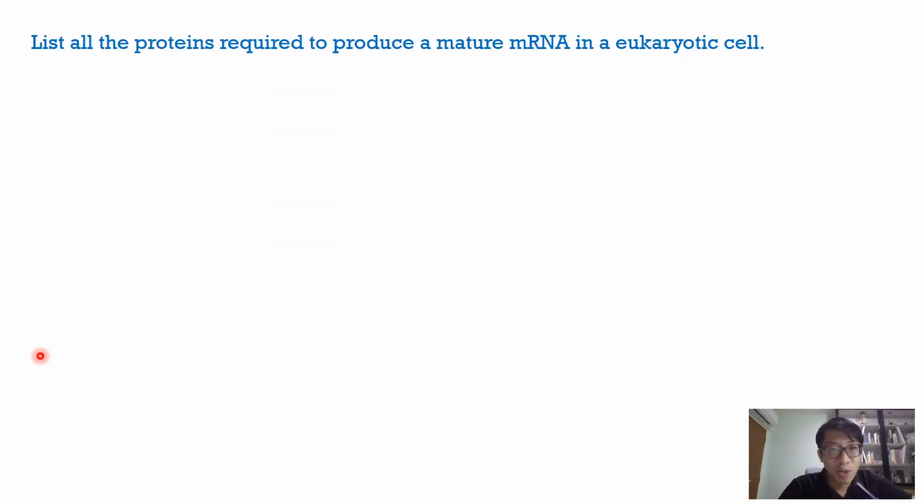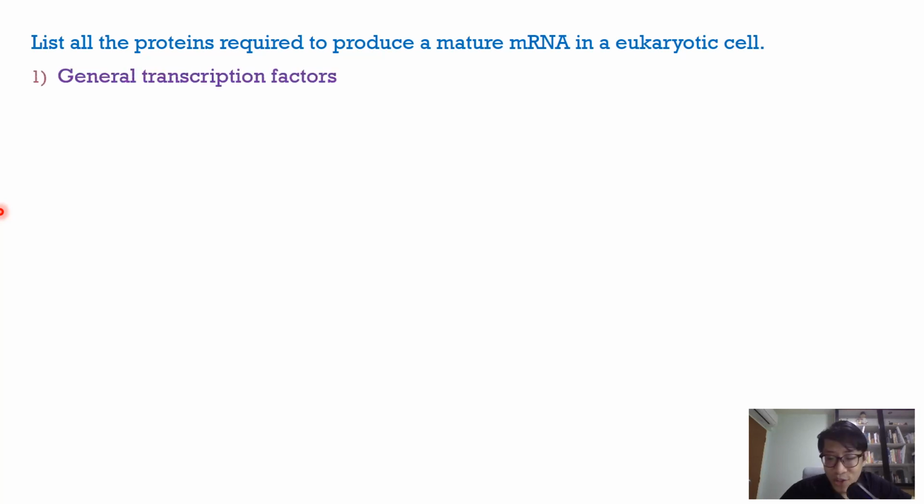We have looked at the whole process, from transcription all the way to post-transcriptional modification to produce a mature mRNA. Now as a consolidation, instead of describing the whole process, which is super long, list down the proteins that are needed for the process of transcription and post-transcriptional modification. That will serve as a consolidation of what you have learned so far. You can pause the video, try this out, and then resume to check your answer.